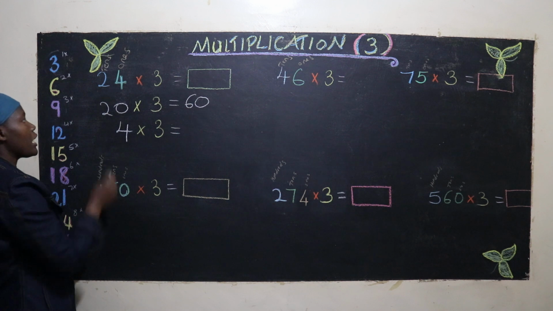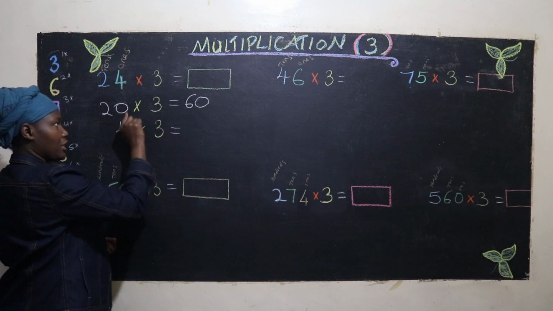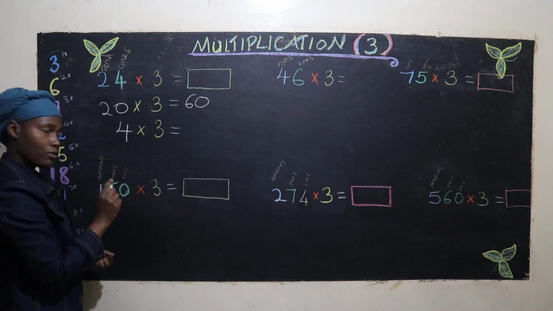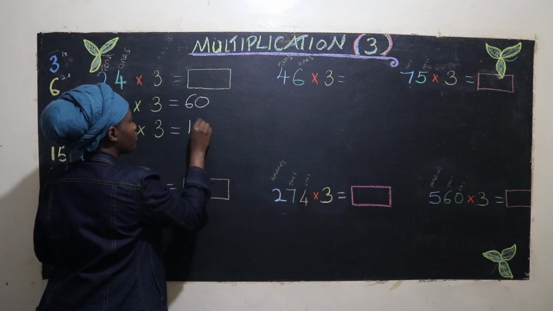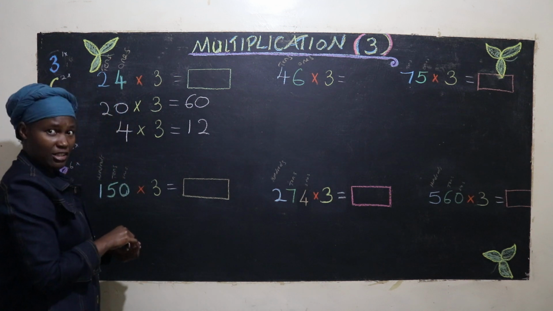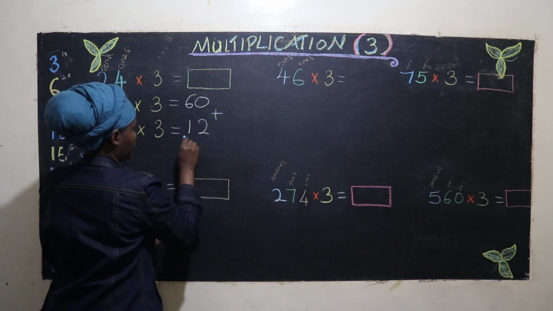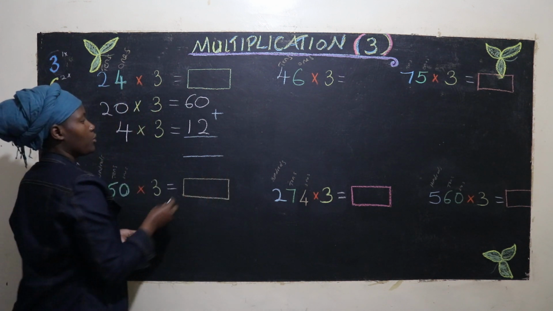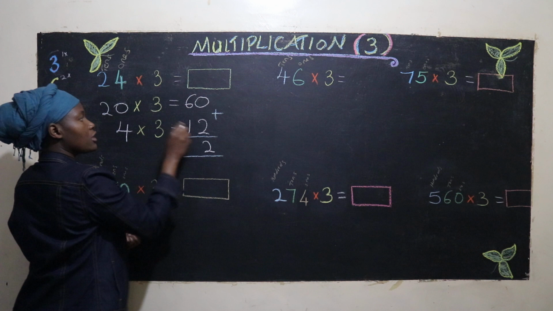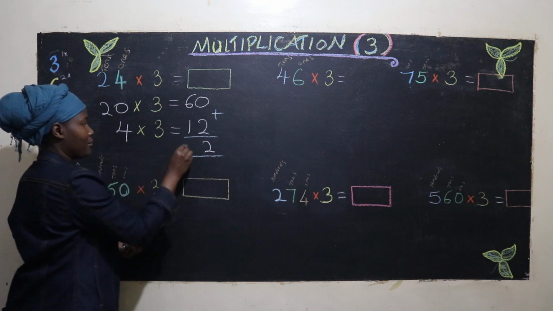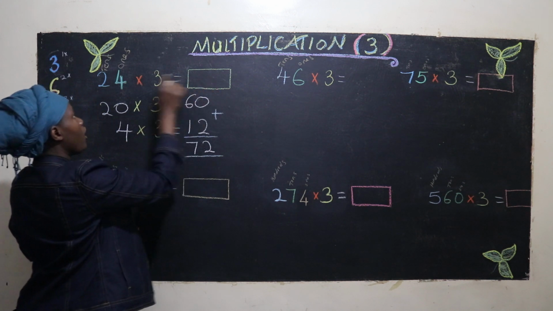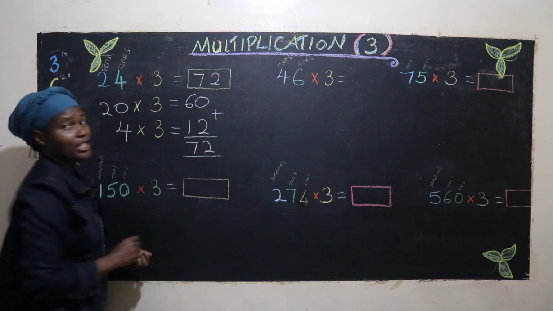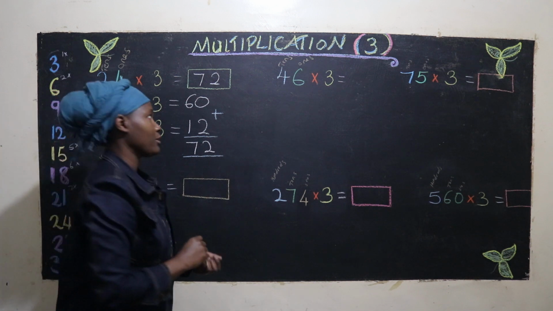Easy way is to say 2 times 3, which is 6, and then you bring the 0. 4 times 3 is 12. Once we get these two answers, we have to add them. And we find our total. 0 plus 2 gives us 2. 6 plus 1 gives us 7. And the answer of 24 times 3 is 72. Let's go to the next one.